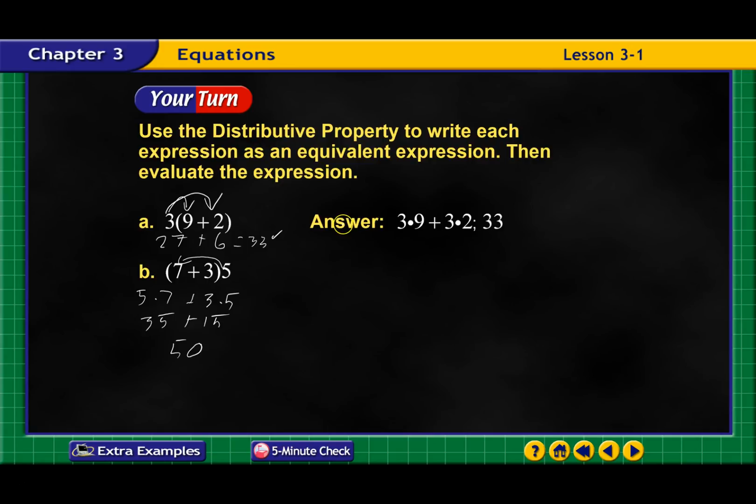Oh, so they did want us to actually write that out here. So when it says write each as an equivalent expression, they do want this written out, then evaluate the expression. If they say these exact instructions, this is how you do it on your homework. That's most of the time how it turns out. There we go.